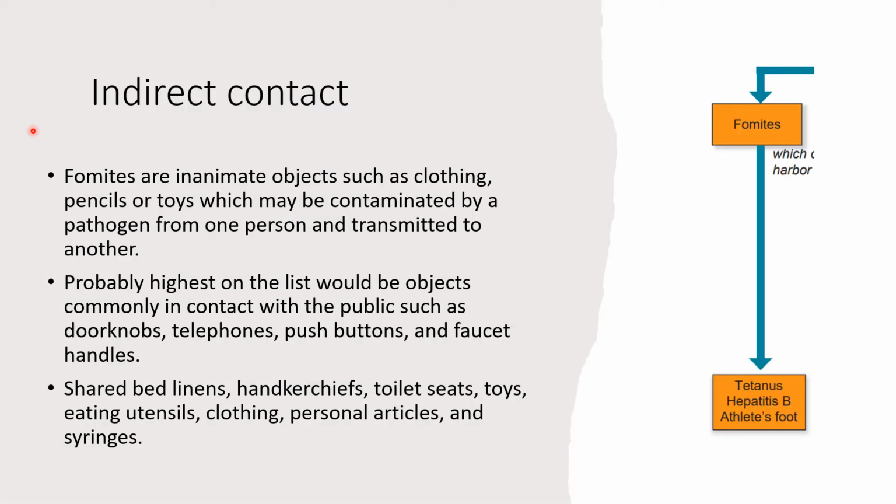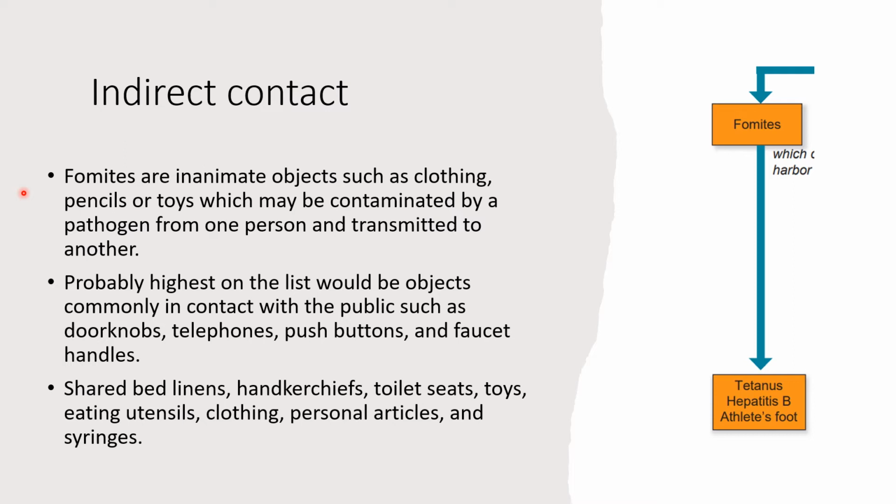Indirect contact refers to the transmission of the pathogen from the source to the host through an inanimate object. And we call these inanimate objects, which act as a vehicle of transmission of disease, fomites. Fomites can be any inanimate object. For example, if the disease gets transmitted in children through fomites, usually the fomites will be materials shared by the children, like pencils or toys. These may be contaminated by the pathogen from one child and get transmitted to another.